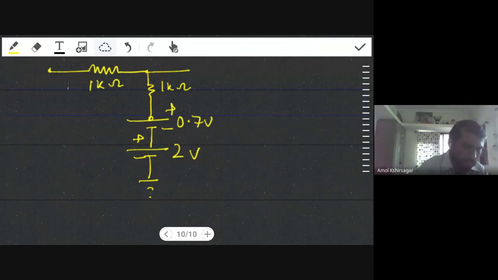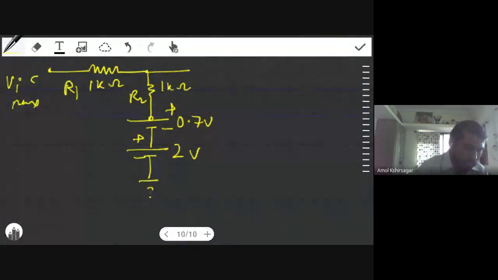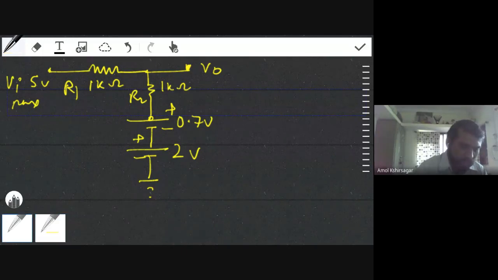So this was R1 and this was R2, and Vi max is equal to 5 volt, and we have to find the output V0 for this. So now here, let us solve it. It's very easy.